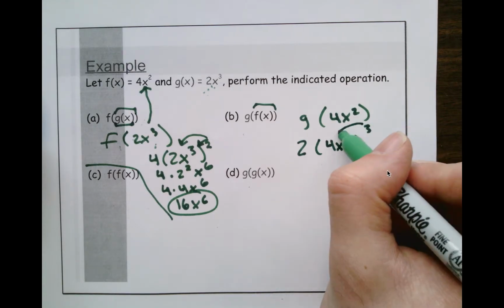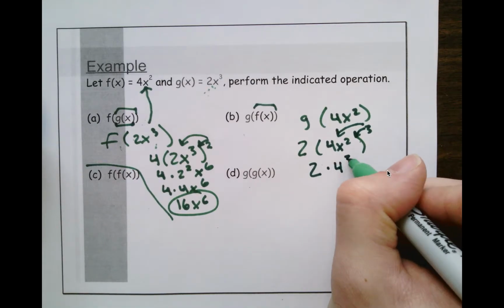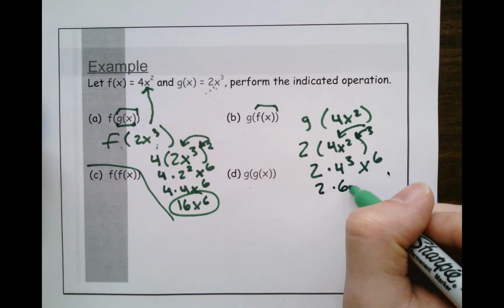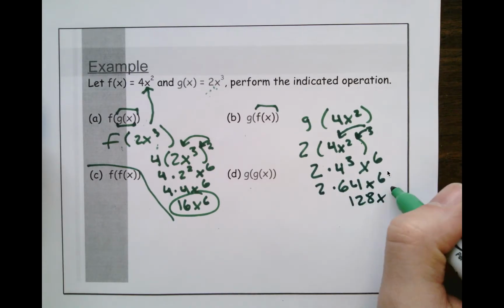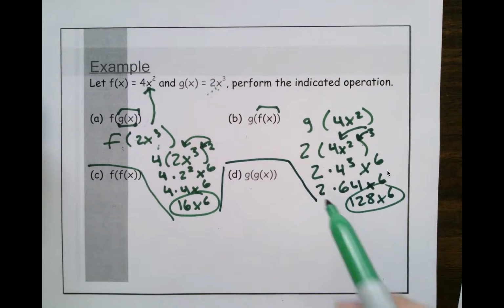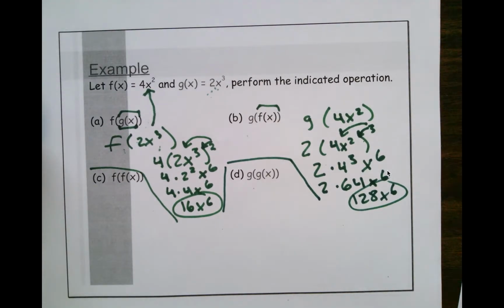Same process. The 3 would have to get distributed to both in the exponent. I would have 2 times 4 cubed. Now I have x to the 6th. 4 cubed is 64, x to the 6th. Multiplying all this together will give me 128x to the 6th. Same kind of approach. It's composing functions, taking one and substituting it into the other.